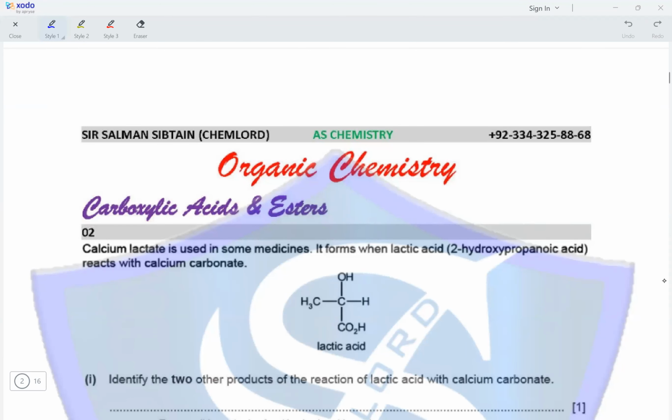Question 2. Calcium lactate is used in some medicines. It forms when lactic acid, which is 2-hydroxypropanoic acid, reacts with calcium carbonate. Identify the two other products of the reaction of lactic acid with calcium carbonate. So if we have calcium lactate forming, that is the organic portion of the products. So the others would be, since it's a carbonate, carbon dioxide and water being produced during this reaction.